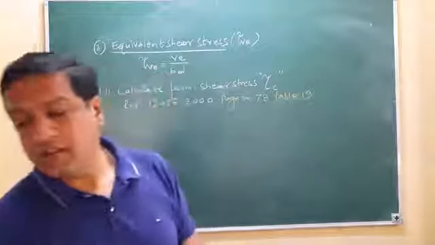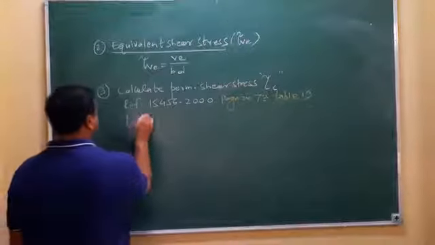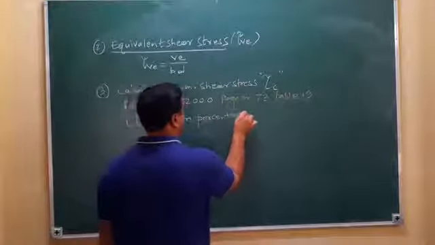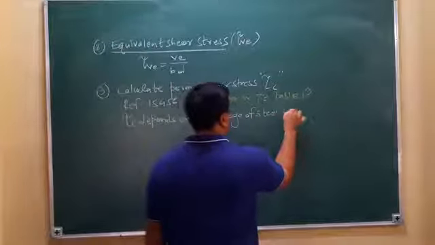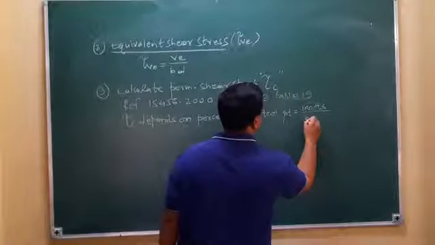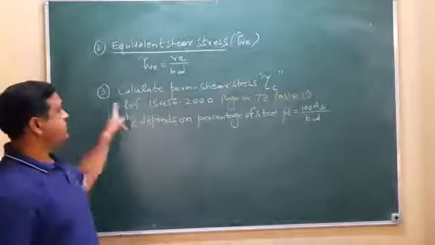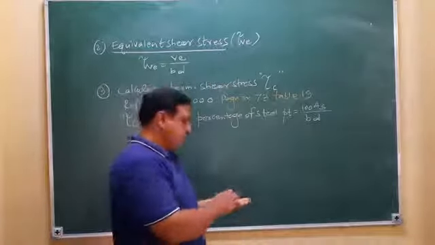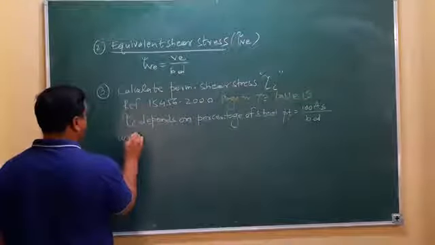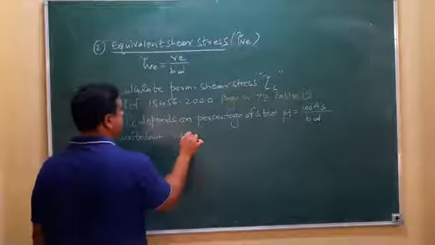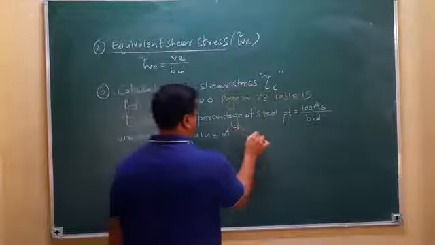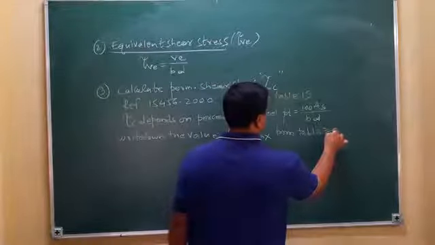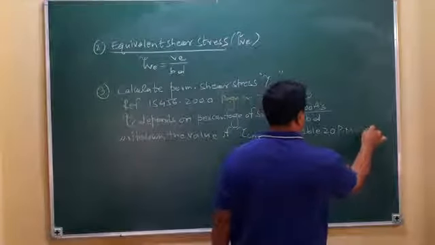The tau c depends on the percentage of steel. It is PT, which is 100 AS upon B D. And find out the tau c using this table 19, page number 73 of IS 456. And again refer and write down the value of tau c max from table 20, same page, page number 73.